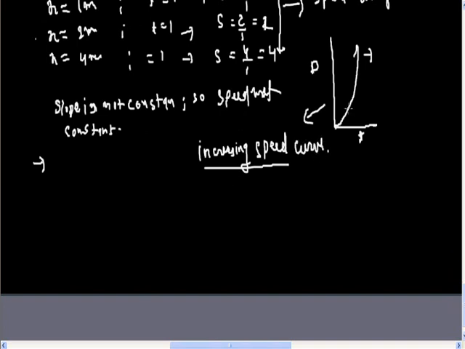If somebody says an object is at point A and point B, we can say the speed is increasing. Why? Because the slope of the curve is increasing, and the slope is the speed. So the speed at position B is always greater than the speed at A. This is a non-uniform motion, non-uniform speed.